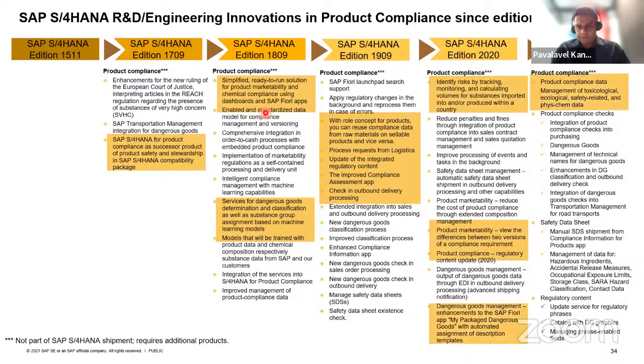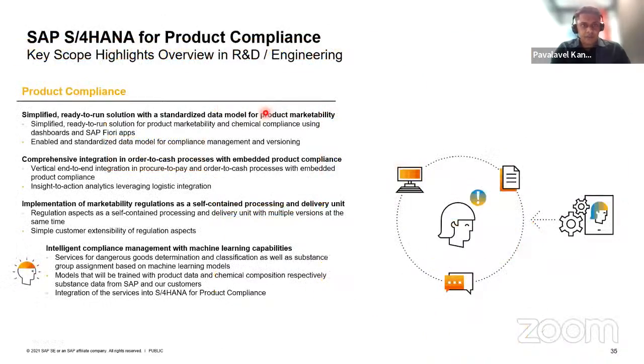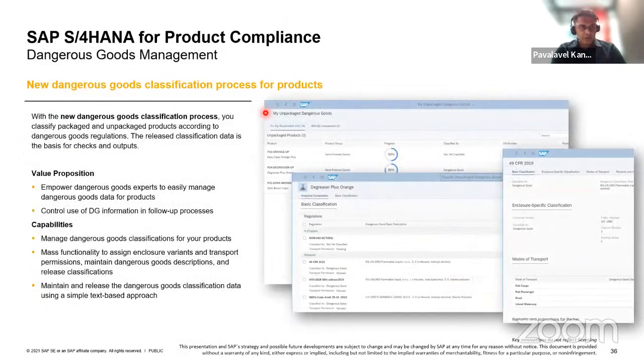For the dangerous goods check, we had automatic assignment of description templates. Toxicology, we had checked in the previous one. Let me run through this. For product compliance basic, I have a demo coming up, so that will be more interesting than this. You have new dangerous goods classification for products which are available.